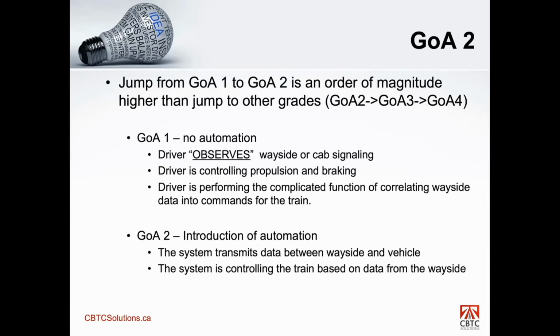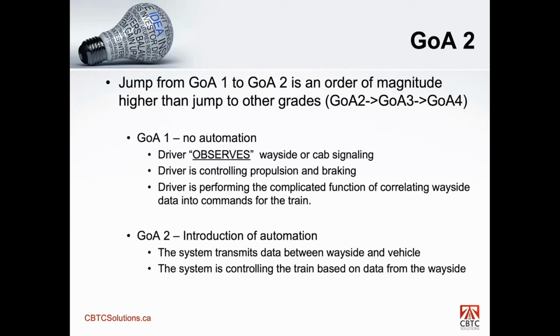Whereas jumping from GoA 1 to GoA 2 is a significant jump, because you have to remember, in GoA 1, the driver observes the wayside or cab signaling. They're controlling propulsion and braking. They're basically taking the complicated function of correlating the wayside data into commands for the train. And that's a GoA 1 system. Whereas in GoA 2, it's taken all of that and automated it. And that is a level of complexity where there's a significant jump when you go from GoA 1 to 2 versus 2 to 3 and 3 to 4. So just be aware of that point.